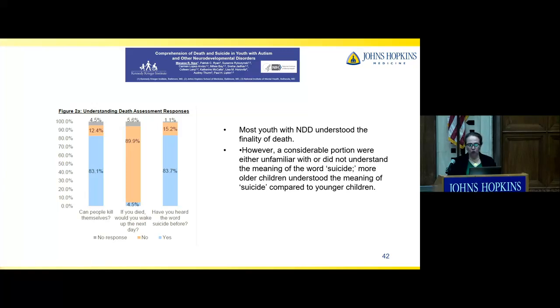However, a considerable portion of them were either unfamiliar with or did not understand the meaning of the word suicide. More older children understood the meaning of suicide compared to younger children, and we speculated, what is that? People use other words to describe suicide is the most reasonable answer, but that's just a speculation in the absence of data. But we're working on that.